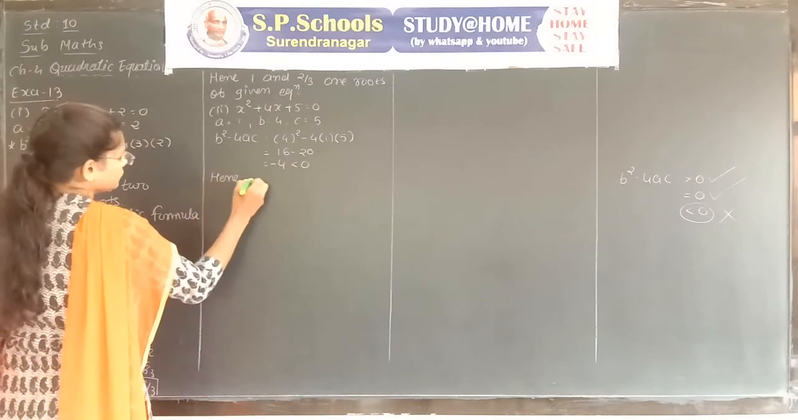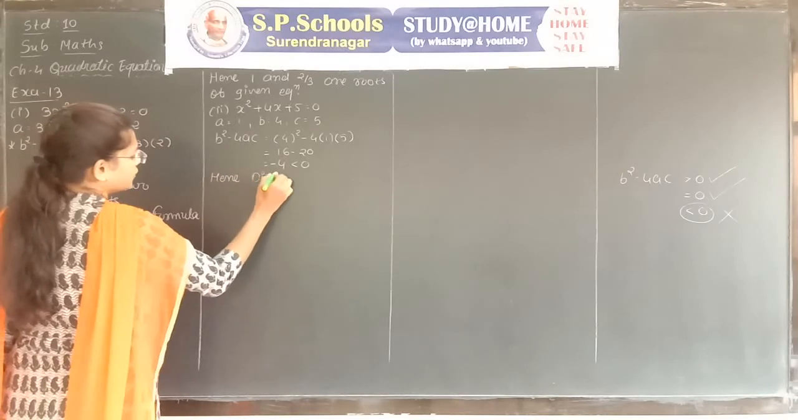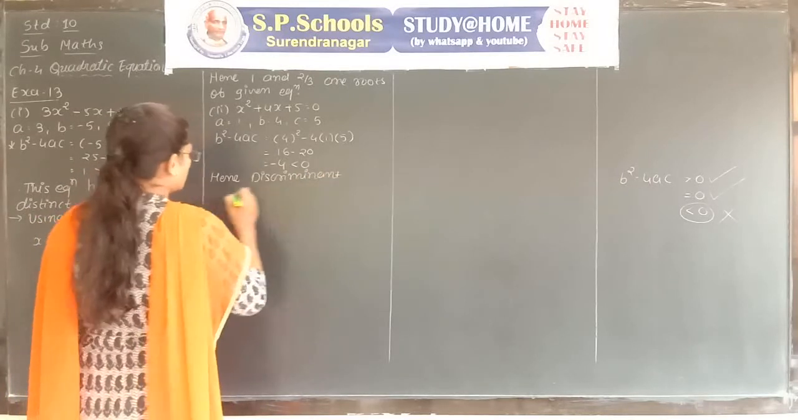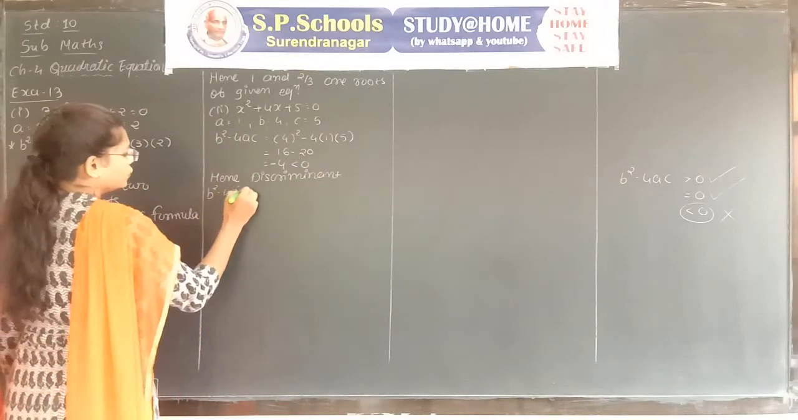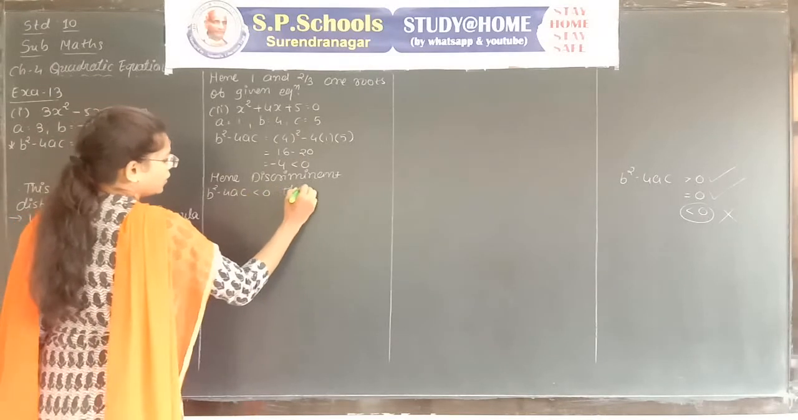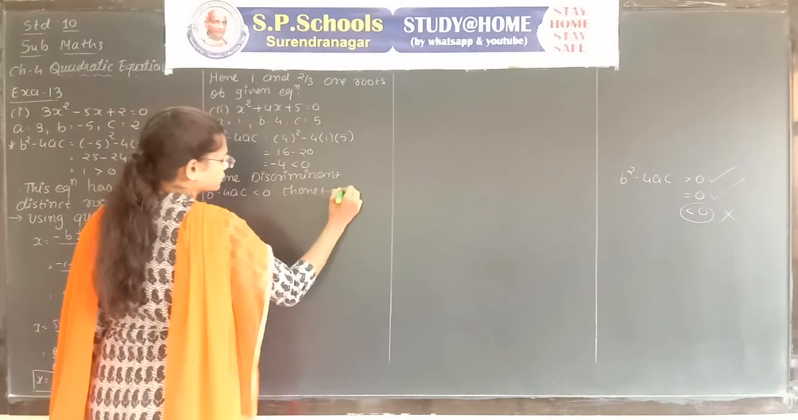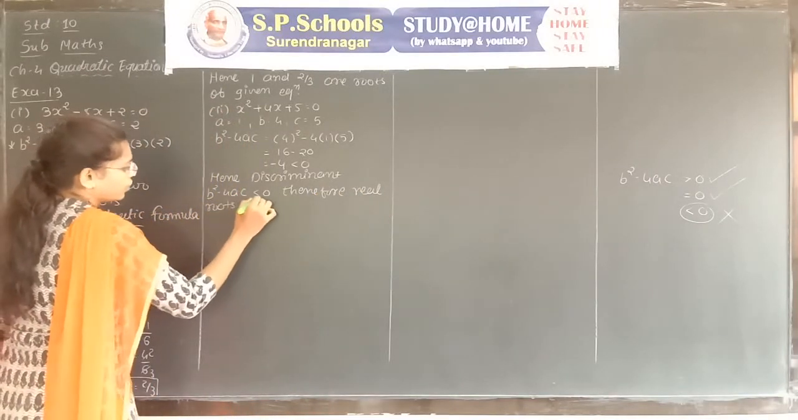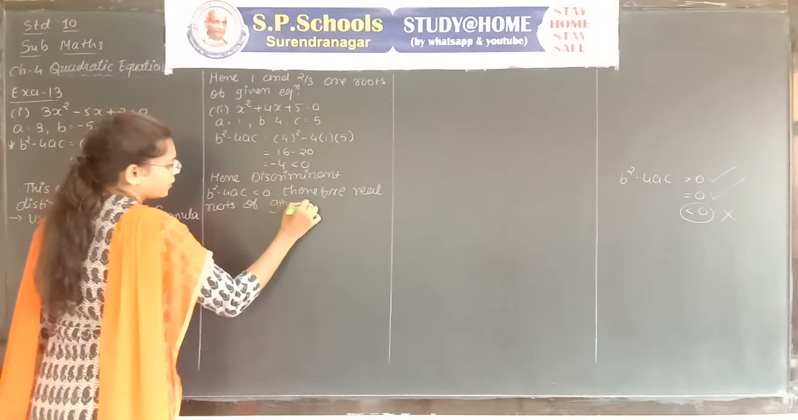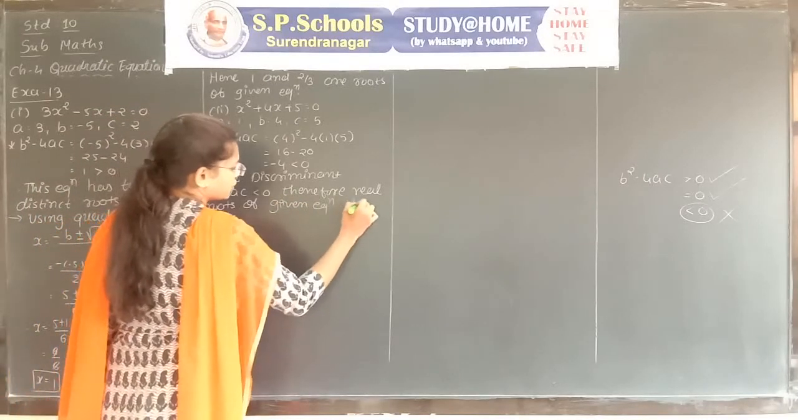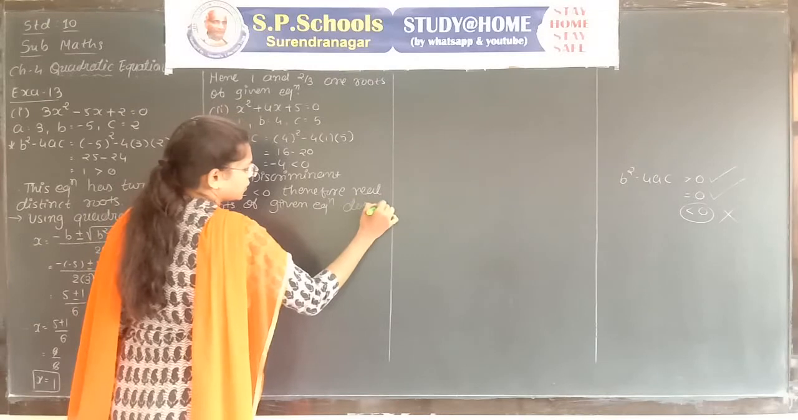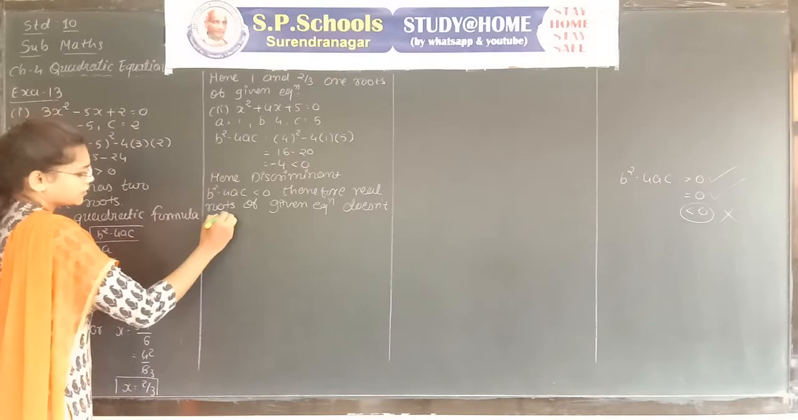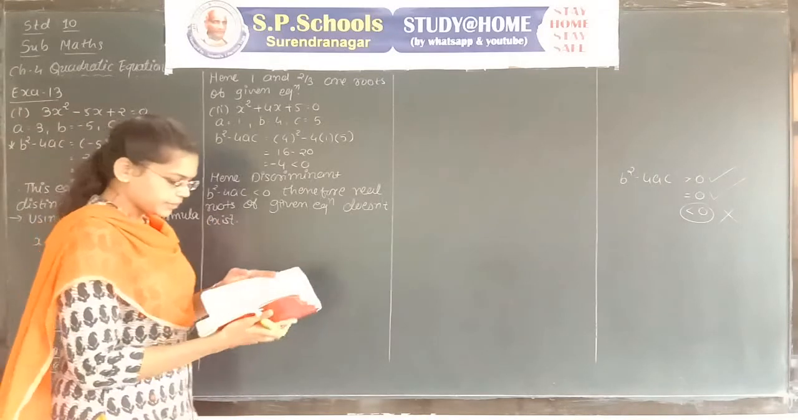Here the discriminant b square minus 4ac is less than 0. Therefore, real roots of the given equation do not exist or are not available.